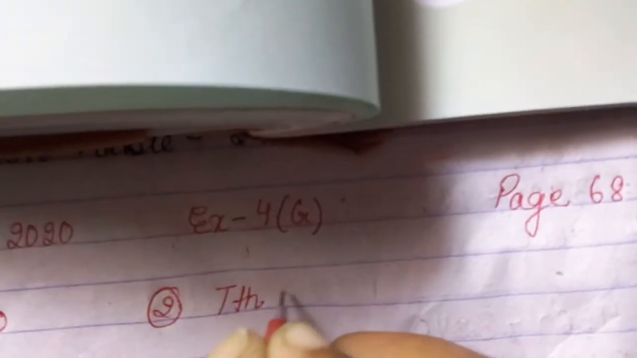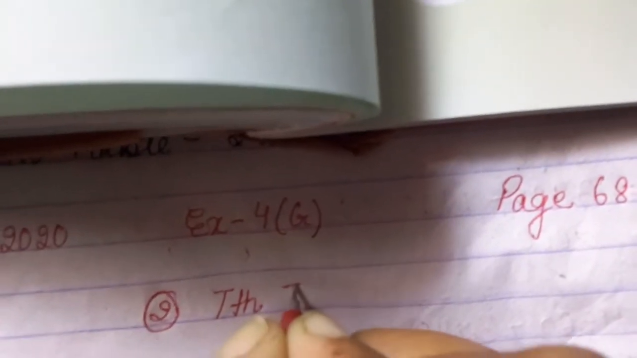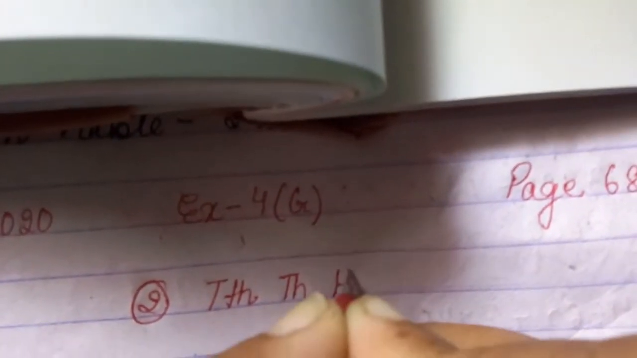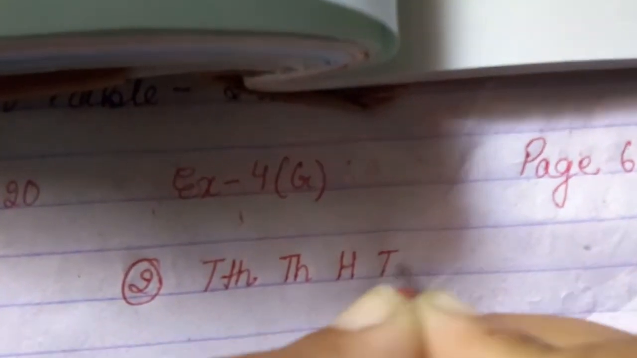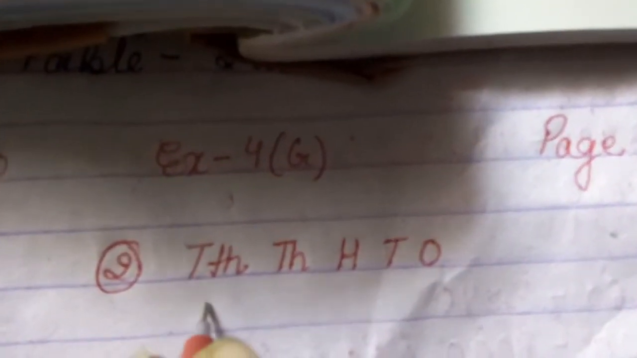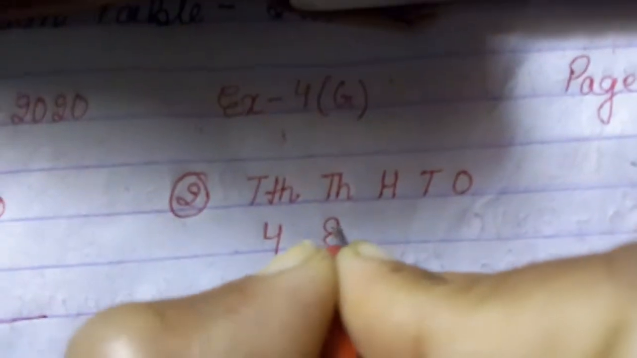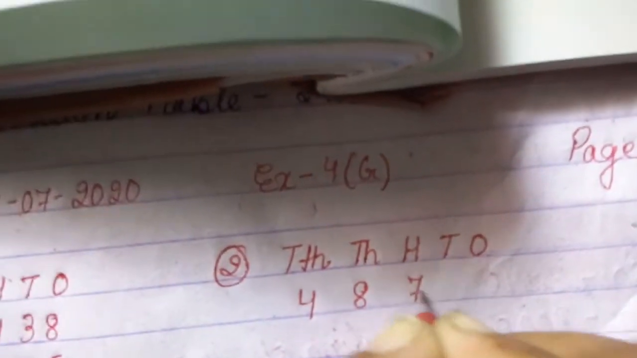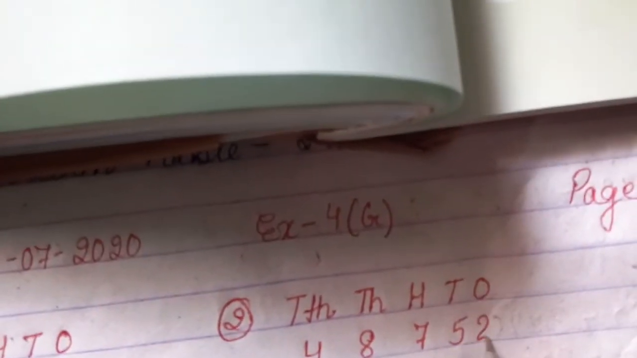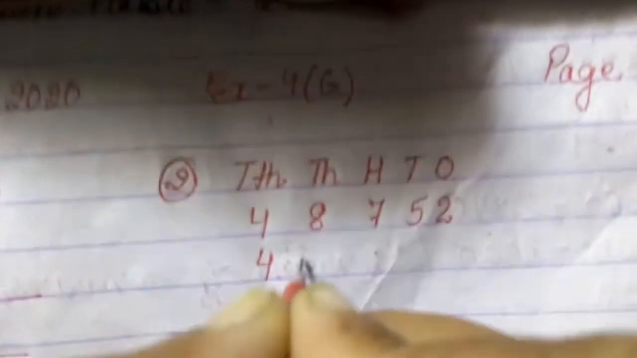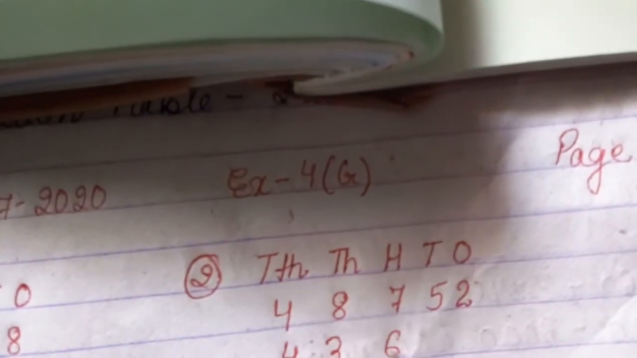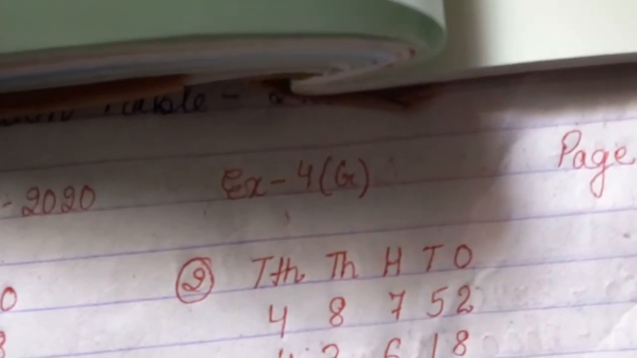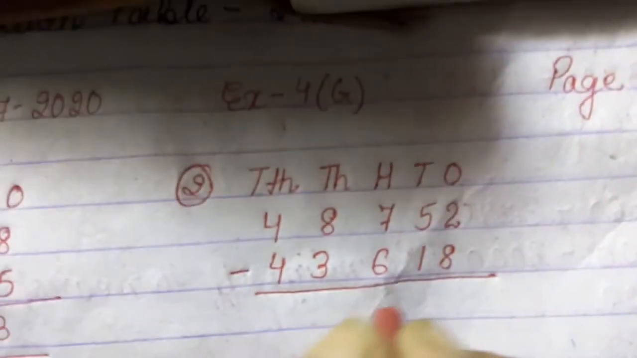Question number 2. 10,000, 1,000, 100, tens, ones. 48,752. 43,618. Put the sign of minus.